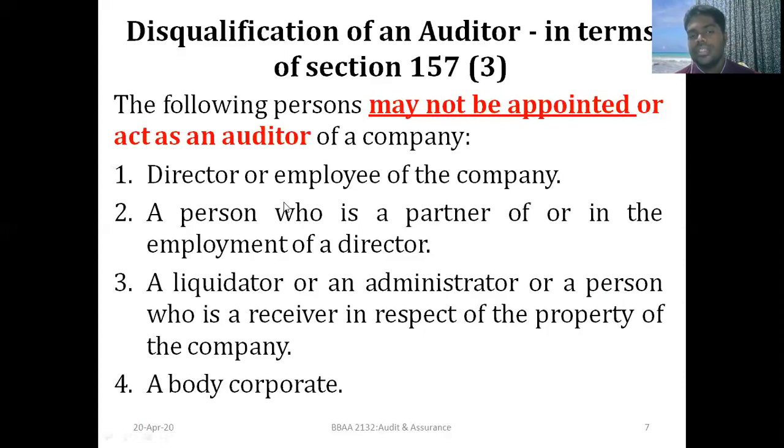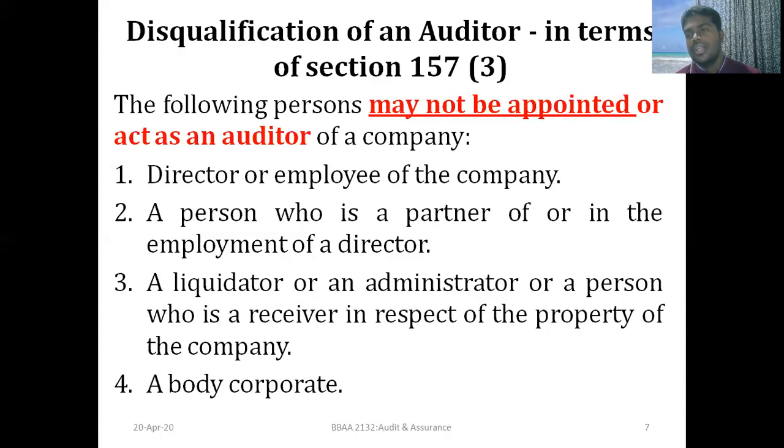So these are the things given under the Companies Act, section 157, subsection 3, under the title disqualification of auditor. The last one, body corporate. This is also a new word to you all. The body corporate means the company, or a better term, the consolidated companies, so the group of companies. Yes, the subsidiary, parent company, that kind of situation is there.